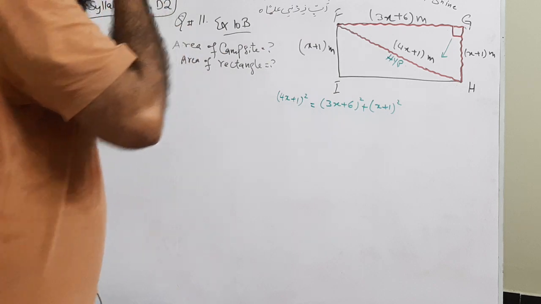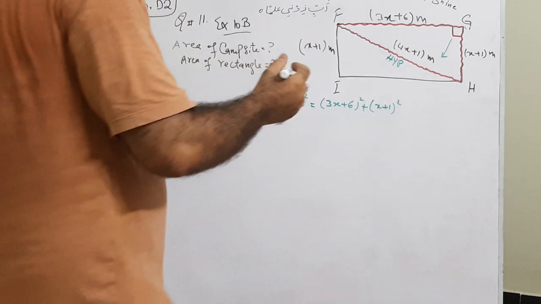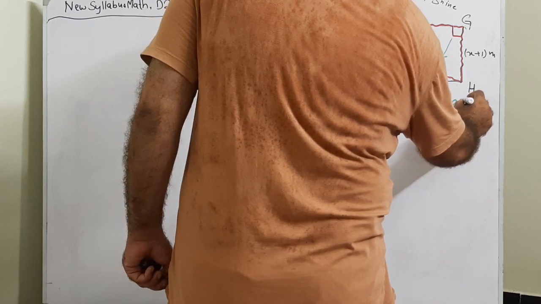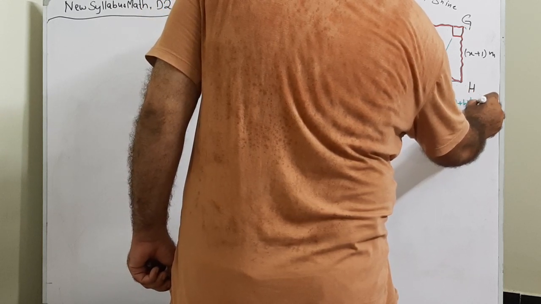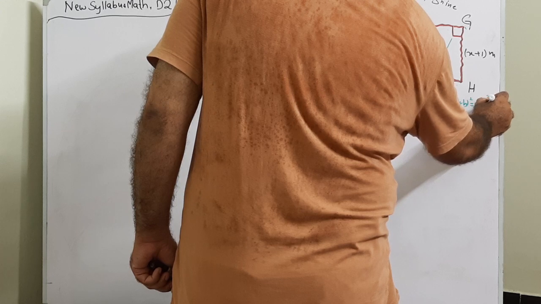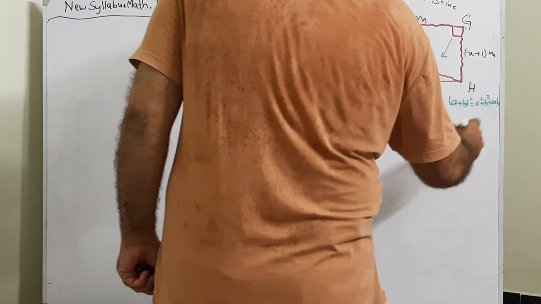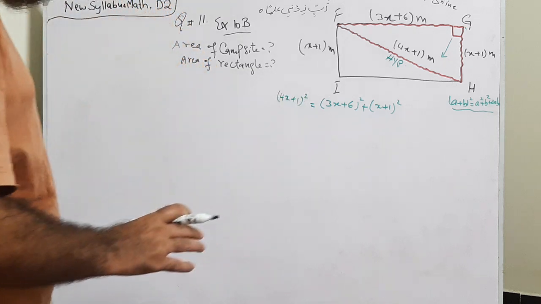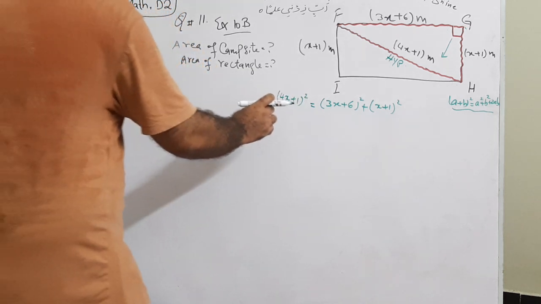Now we will be opening these squares. We know that the formula is a plus b whole square is equal to a square plus b square plus 2ab. So this formula we'll be using here to open the brackets. So let's do it.